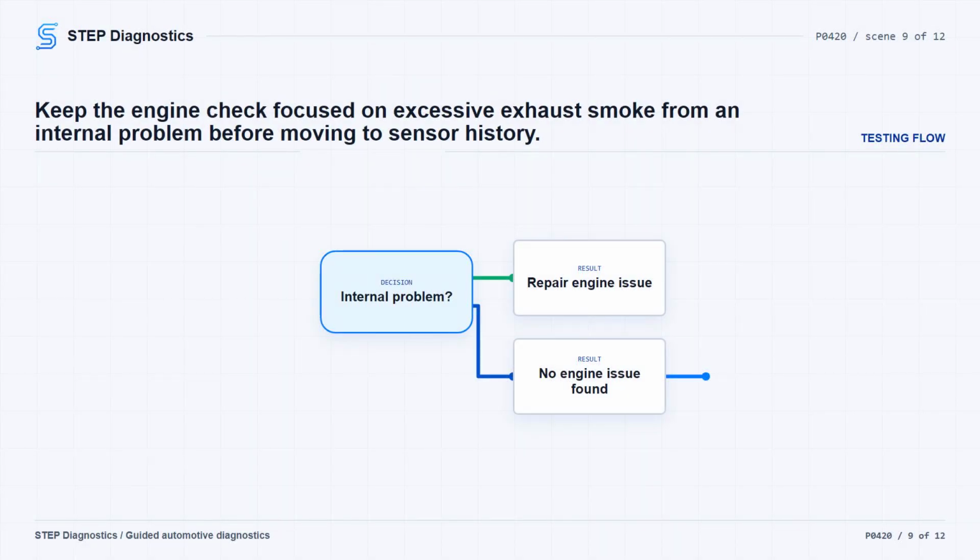Next, check for an engine mechanical condition by looking for excessive smoke in the exhaust caused by an internal engine problem. If that condition is present, repair the engine mechanical issue as needed, then verify the repair and confirm the code stays gone. If the engine mechanical check does not find a problem, continue to the O2 sensor service history check.